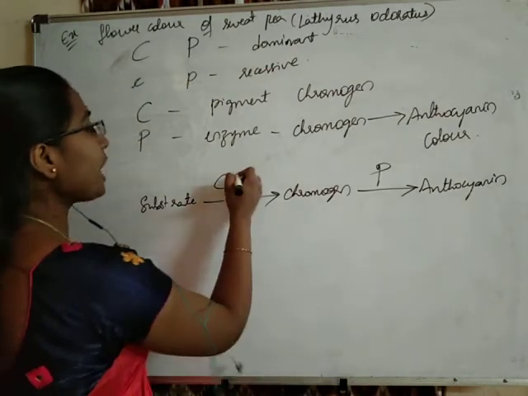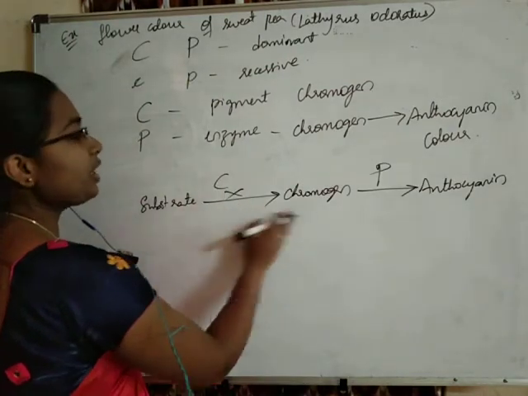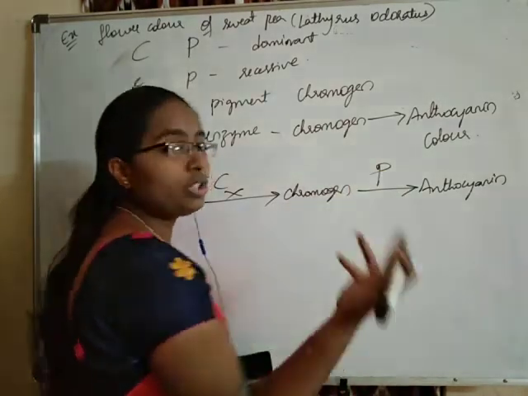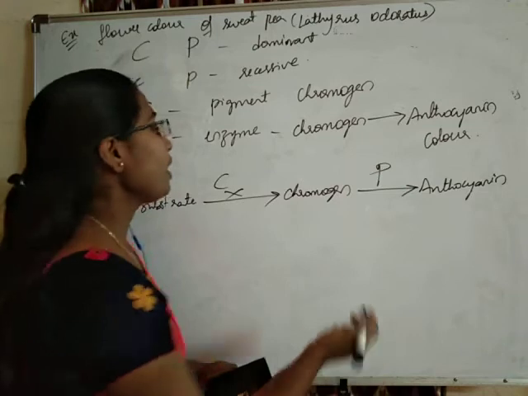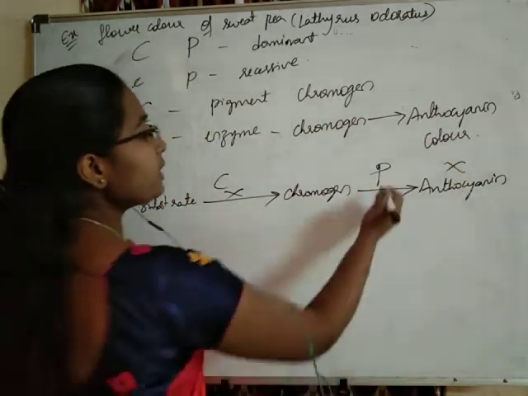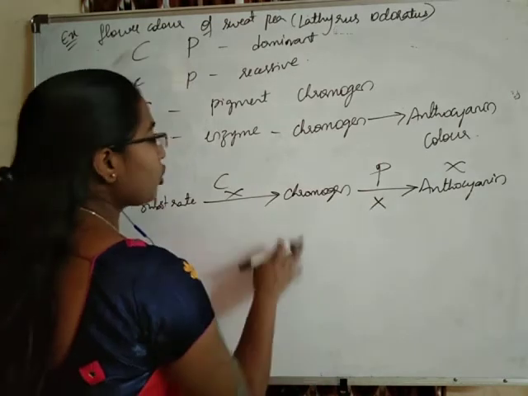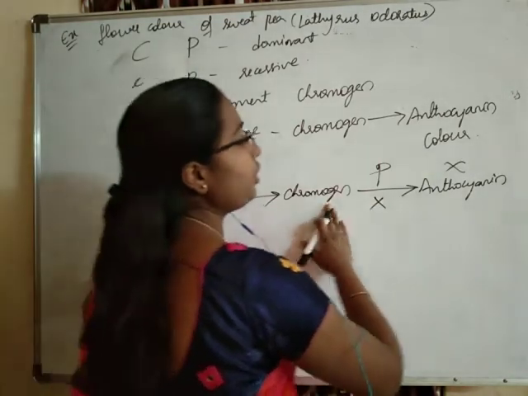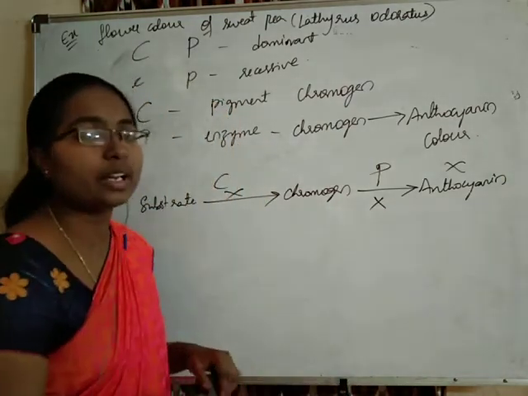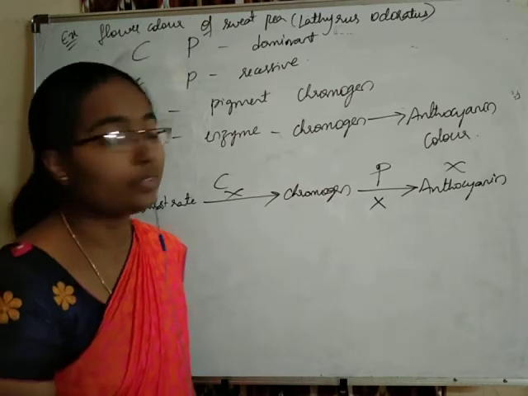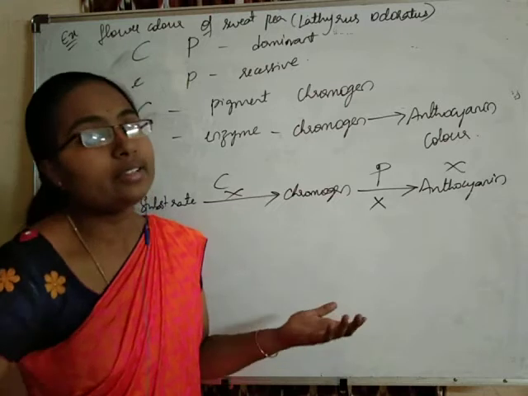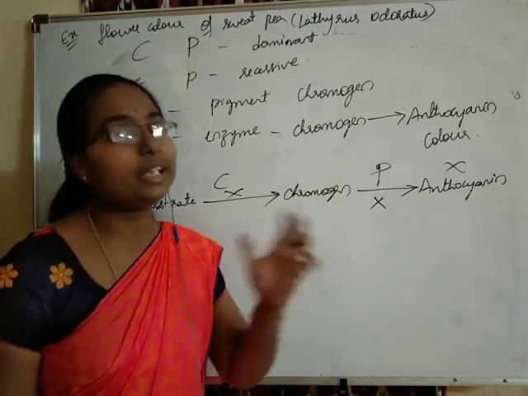If there is no capital C, then substrate is not converted into chromogen. If there is even capital P also, chromogen is not formed, so there will be no formation of anthocyanin. If there is no capital P, chromogen is formed, but still it cannot be converted into anthocyanin. There will be no color to the flower. In that way, these two genes are important for exhibiting the flower color. Otherwise, they will show the same character, white color flowers.